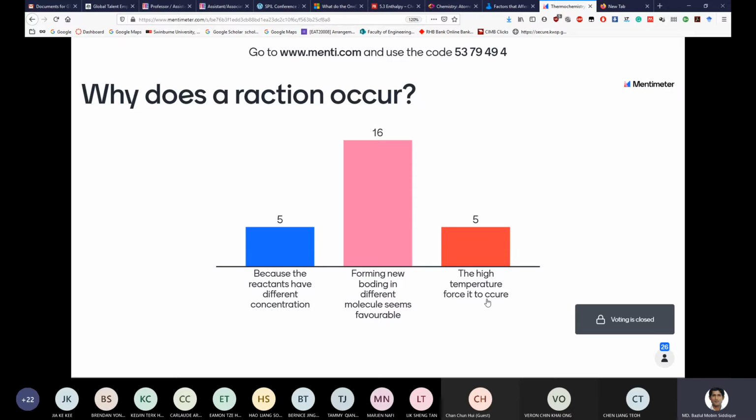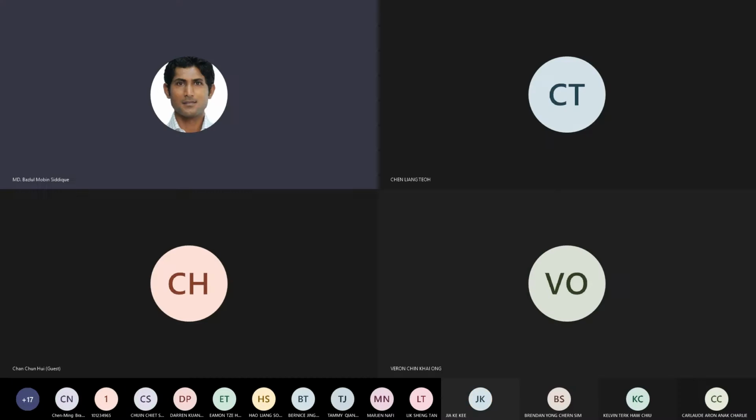And those other 5 who clicked here, that high temperature forces the reaction to occur, that is not necessarily true, as I discussed a few seconds ago, high temperature will not always favor the reaction. Sometimes we have to have low temperature so that the reaction will be favored. And we will talk about it in a bit. Okay, so let's go to our lecture slide as well.